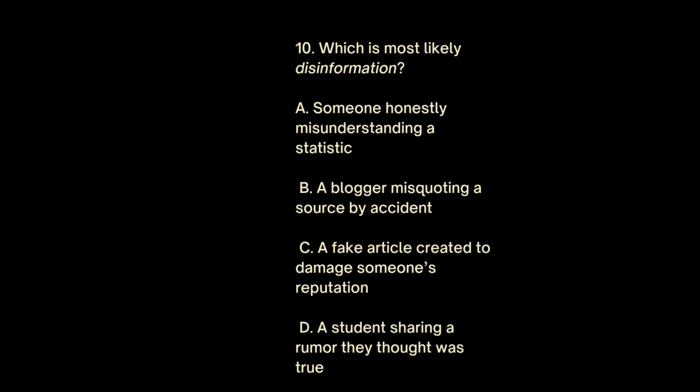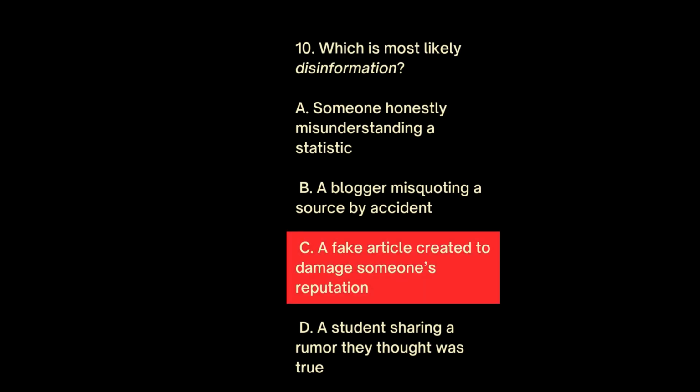10. Which is most likely disinformation? A. Someone honestly misunderstanding a statistic. B. A blogger misquoting a source by accident. C. A fake article created to damage someone's reputation. D. A student sharing a rumor they thought was true. The answer is C. A fake article created to damage someone's reputation.